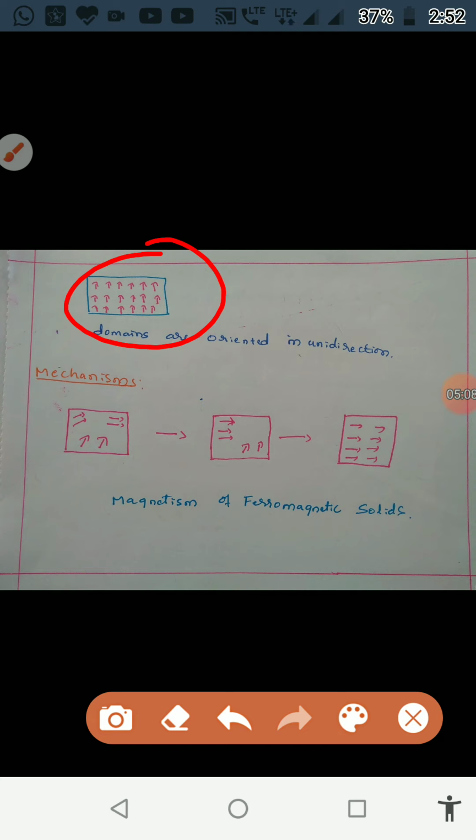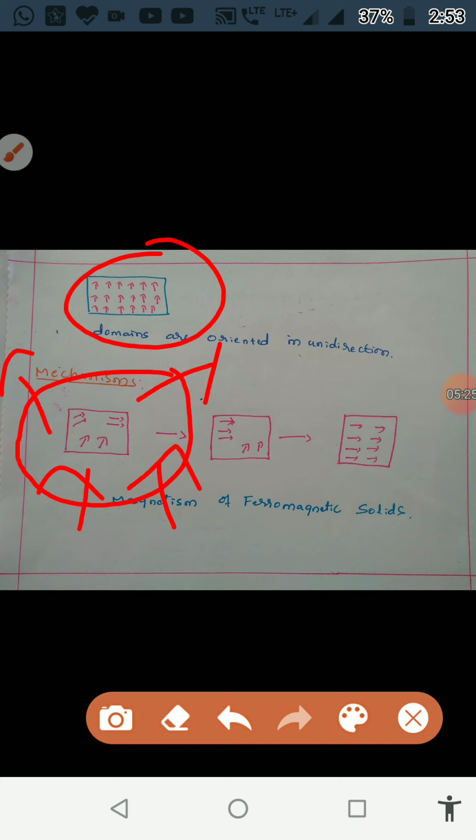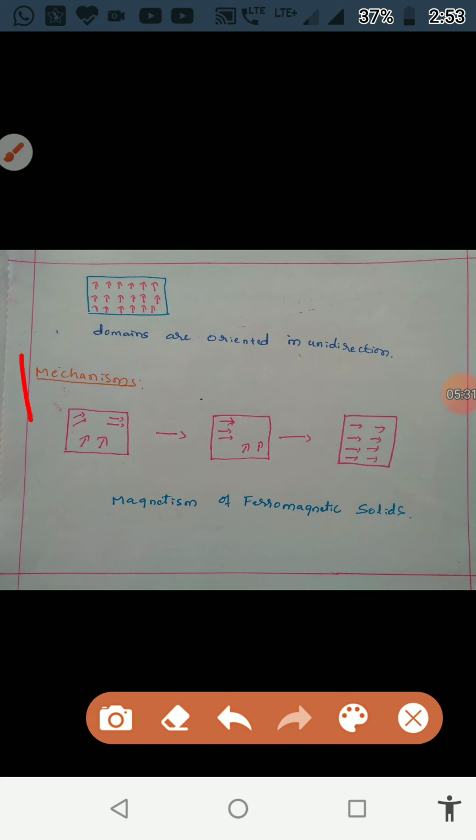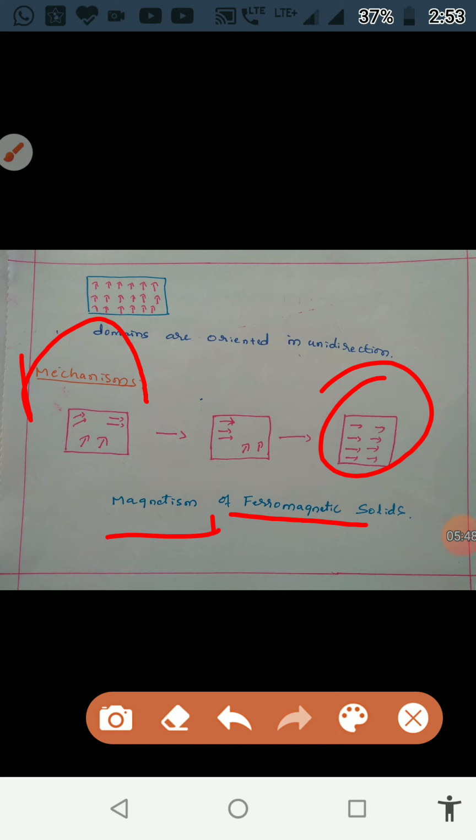Nextly, we shall move on to the mechanism involved in ferromagnetism. Before the external magnetic field is applied, the domains are arranged in different directions, as shown in the diagram. As we bring the external magnetic field near to it, these domains will start to align in a single direction. Then they will align to a single direction. Therefore, they exhibit ferromagnetic characteristics.